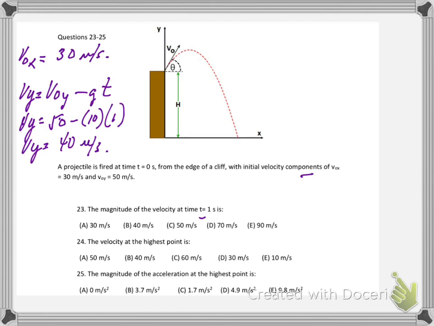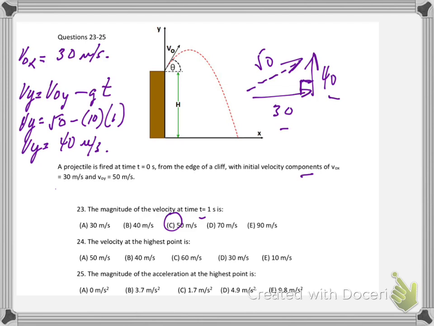All right, so if we have something that's going 30 meters per second in the x direction and 40 meters per second in the y direction, we need to get the resultant vector, right? We can see that that's a right triangle, and it looks like it's a 3, 4, 5 triangle. 50 meters per second would work.